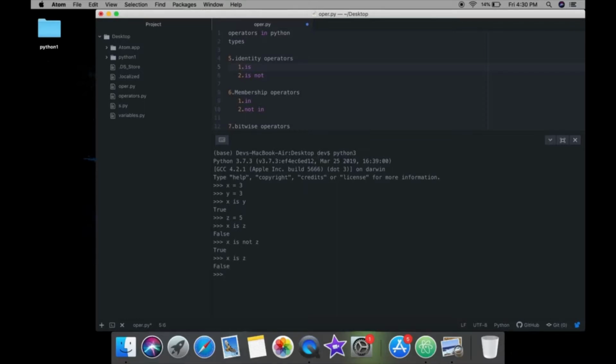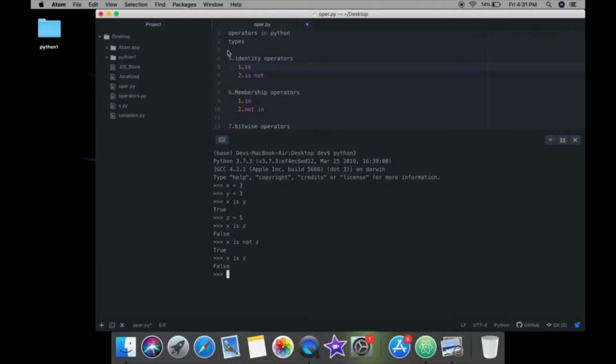So this is the is and is not operator. They are simple, checking whether the things are equal or not. If they are equal then is will provide true, and in case of is not, if they are not equal then it will provide true. So this is about the identity operators.